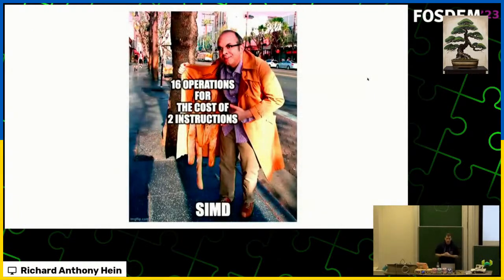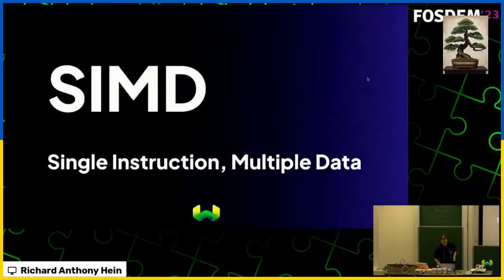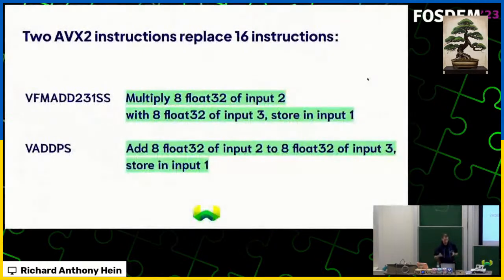Well, here comes the part where I thought it was too good to be true. What if we could do those 16 operations for the cost of just 2 instructions? Sounds crazy, right? Well, no, because SIMD, I'm finally revealing what the acronym stands for, stands for single instruction, multiple data. And that is exactly what we're doing here. We want to do the same thing over and over again, which is multiplication and then additions, and this is exactly what these SIMD instructions provide. So in this case, we can multiply 8 floats with another 8 floats, and then we can add them up. So all is perfect here?